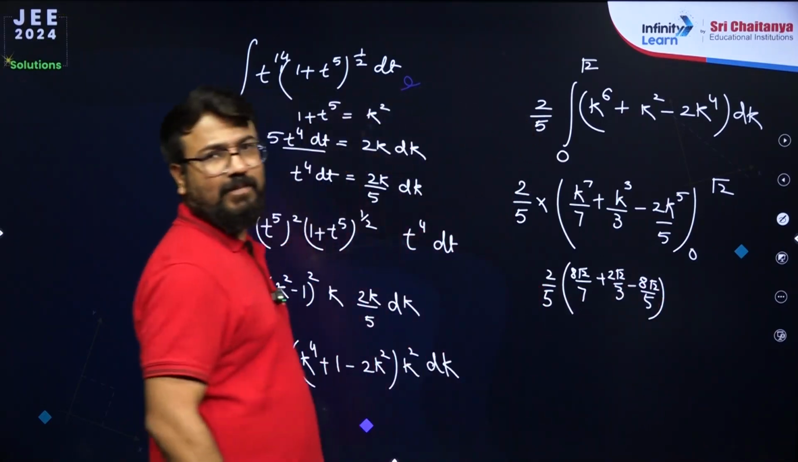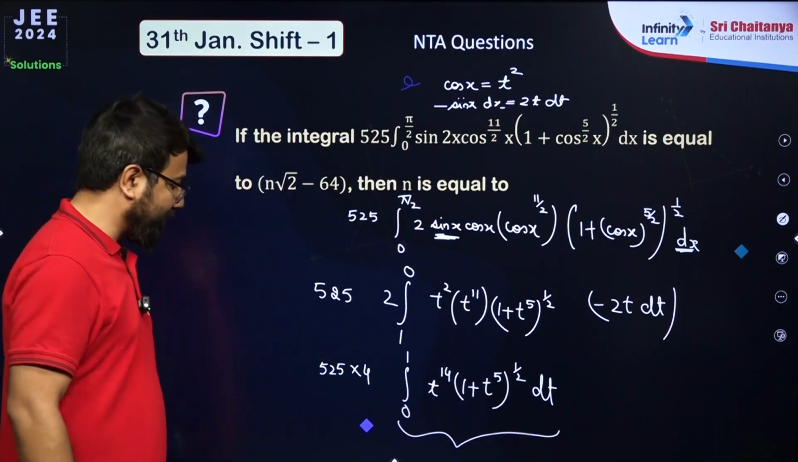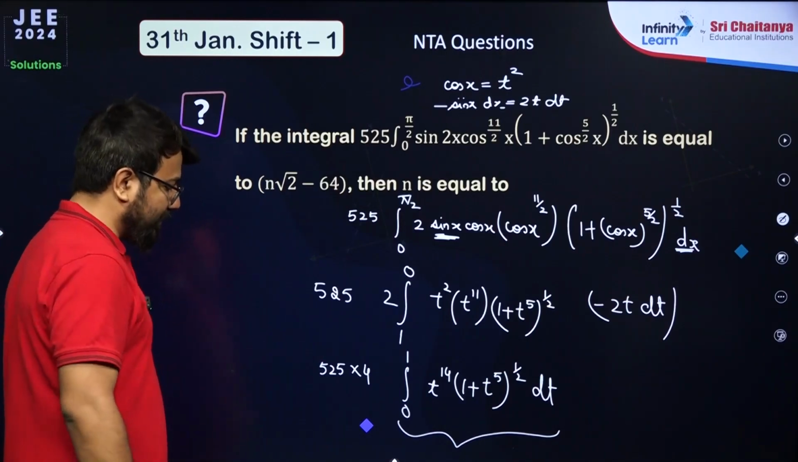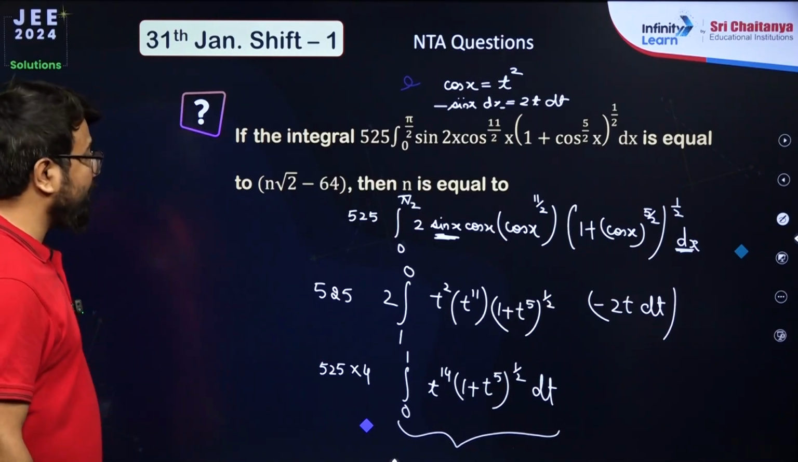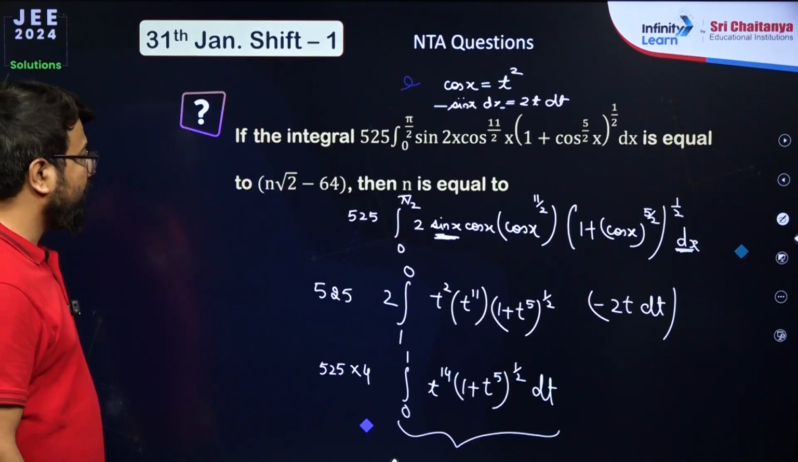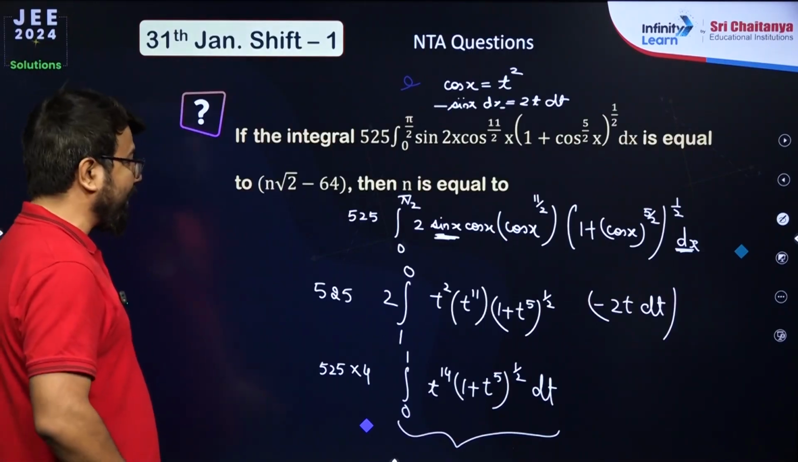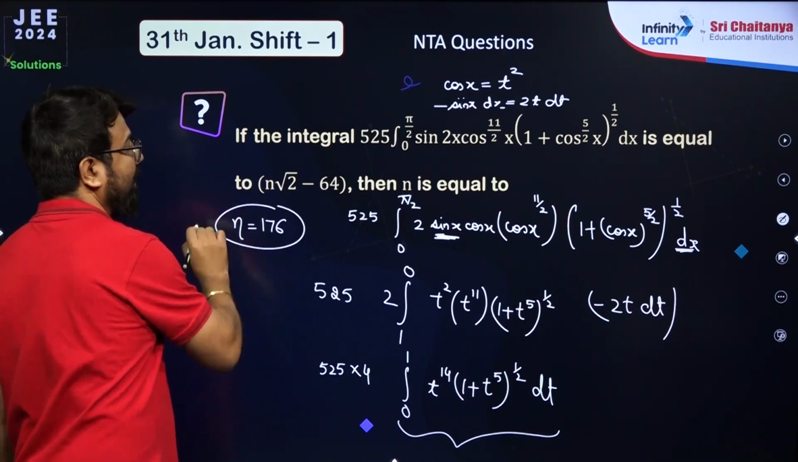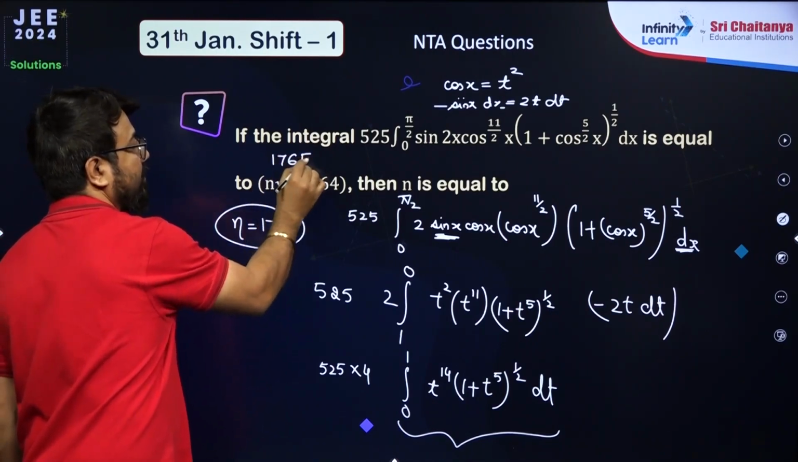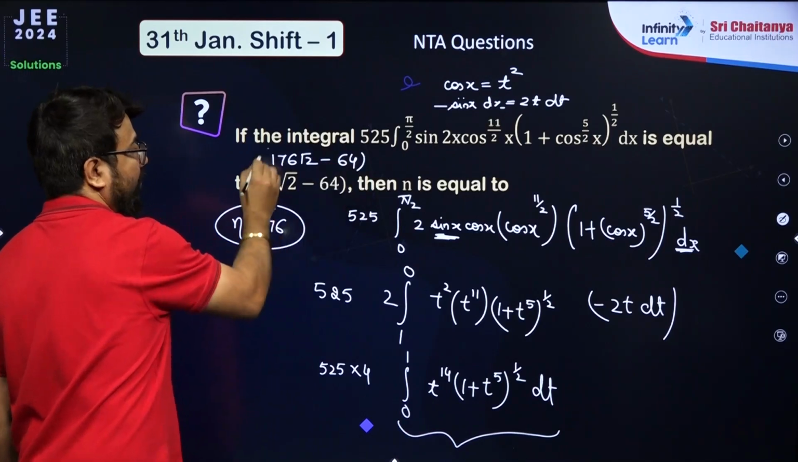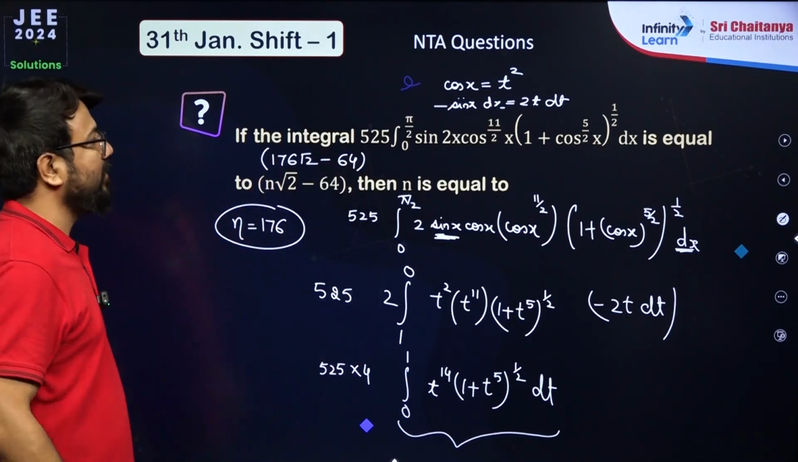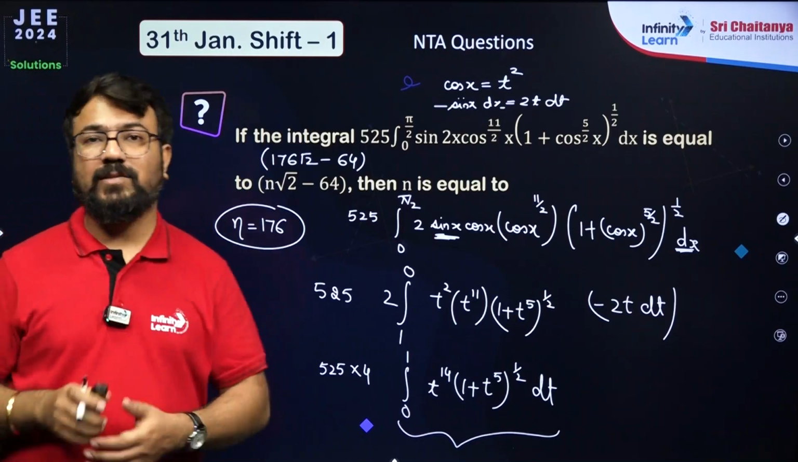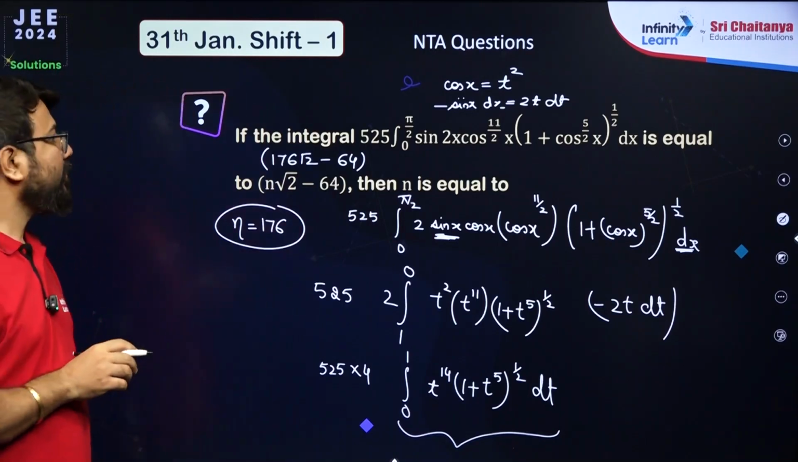In this way, it can be simplified, my dear students, and I'll place the value here. Finally, after solving this, I will be able to get the value of n as 176, because the final answer that is coming here is 176 root 2 minus 64 after the multiplication of this number. Are you able to understand, my dear students? Is that clear to you?